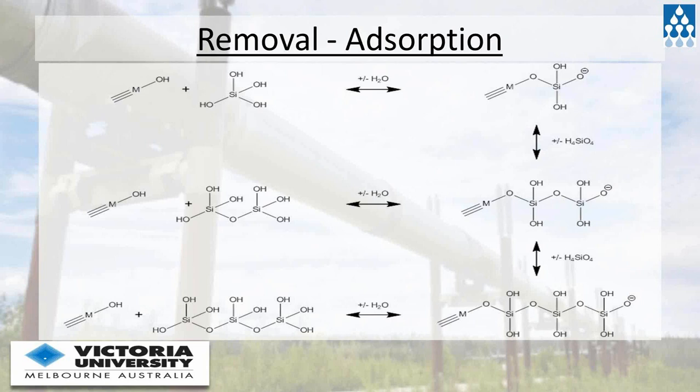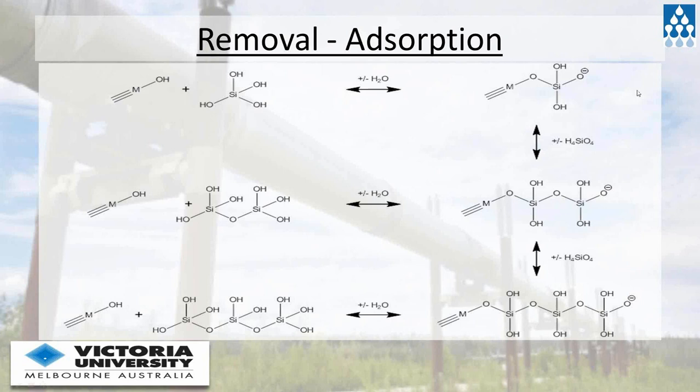So we saw some of these reactions before. This is our adsorption process. We know that silica interacts with metal hydroxide surfaces, so why not try and utilise that more effectively? Almost any metal oxide or hydroxide will do these reactions. What's important to notice is that it's not a traditional adsorption process, or not the adsorption process we like to model in our heads where we get a nice monolayer.